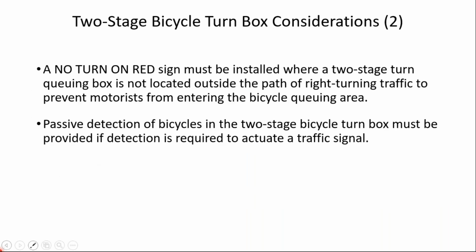Also, a no turn on red sign needs to be installed where a two-stage turn queuing box is not located outside the path of right turning traffic, to prevent motorists from entering that bicycle queuing area. And passive detection of bikes in the two-stage bicycle turn box must be provided if detection is required to actuate a traffic signal.